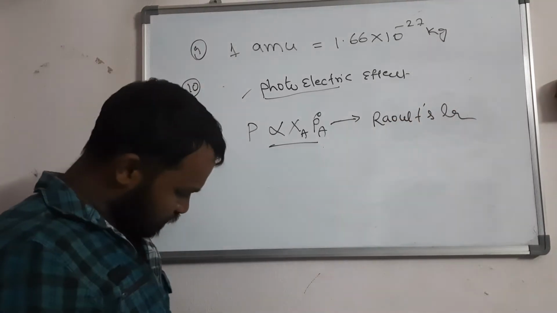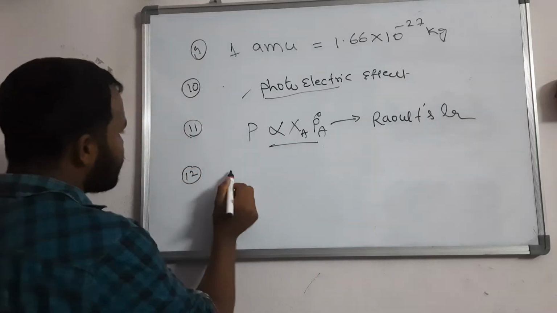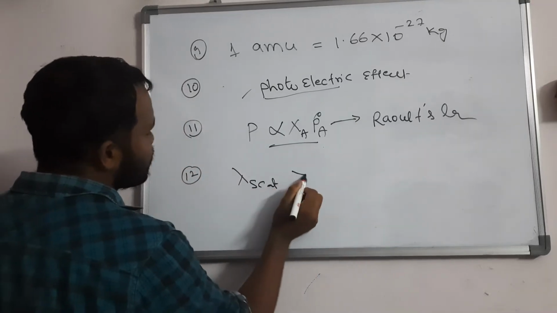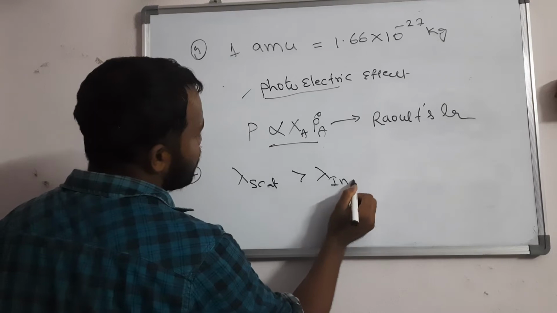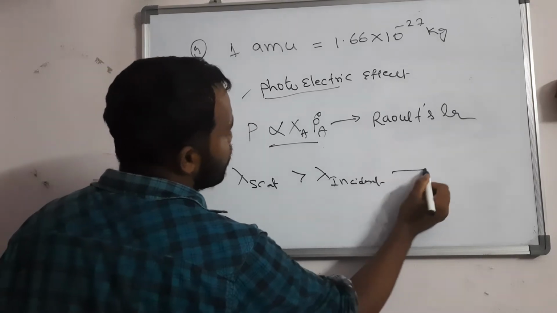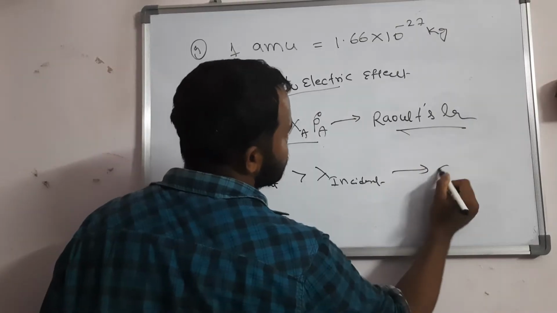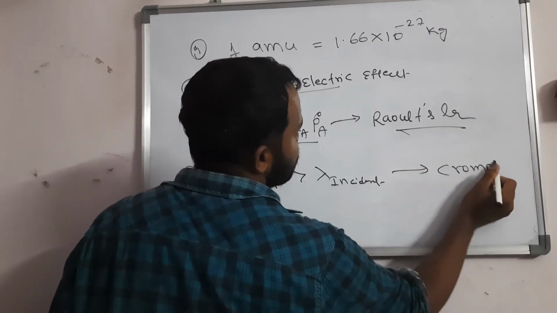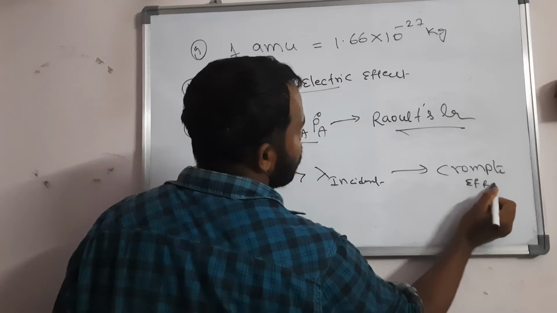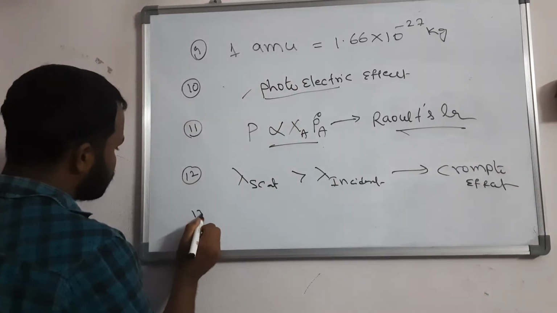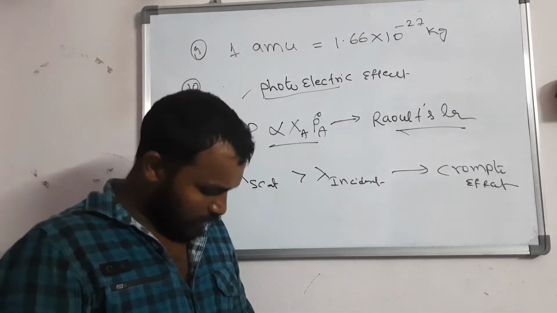Question number 12. If the scattered wavelength lambda is greater than the incident wavelength lambda, then that is called the Compton effect. This is a basic quantum chemistry concept. The answer is the Compton effect.